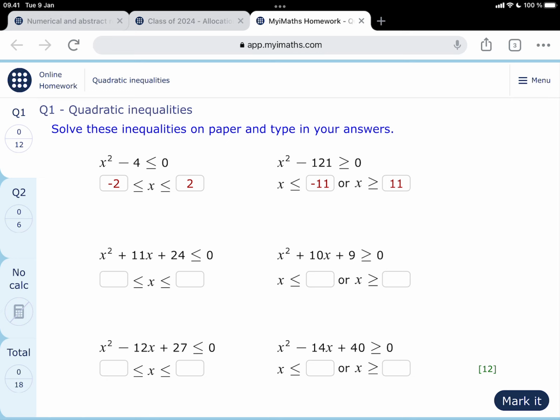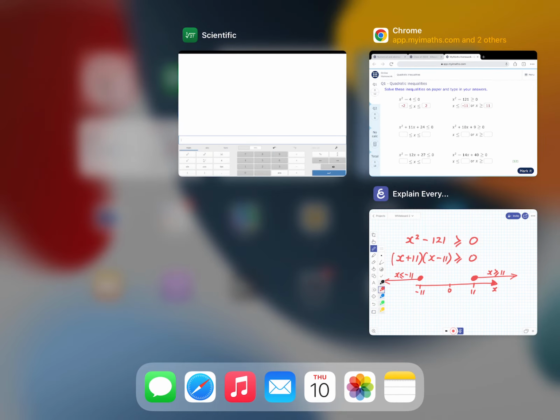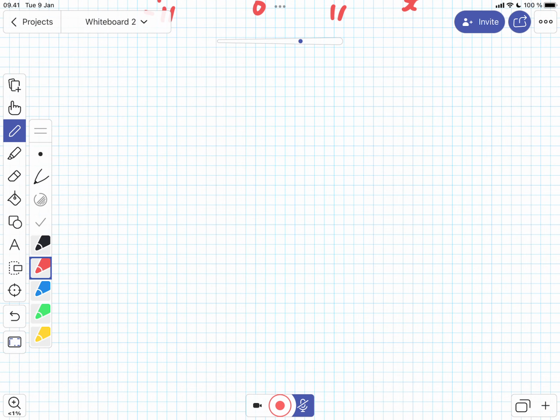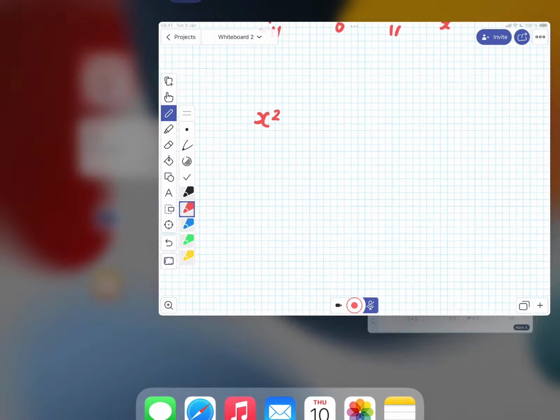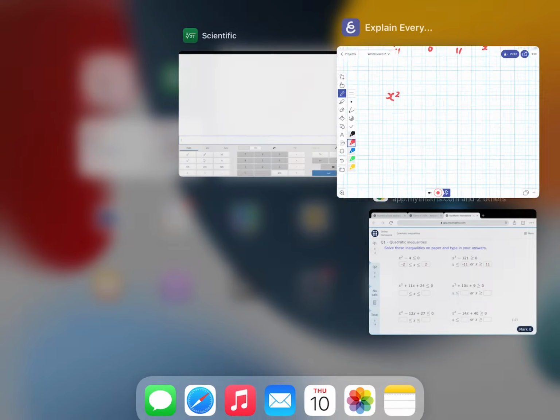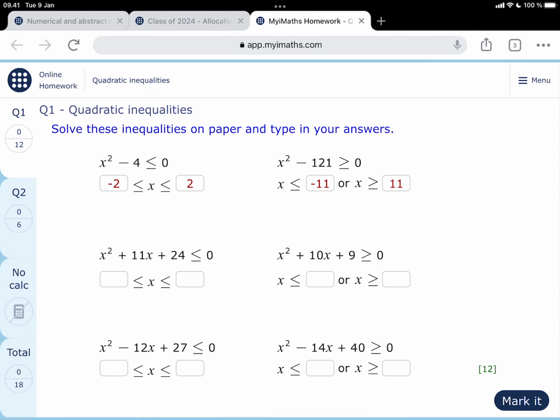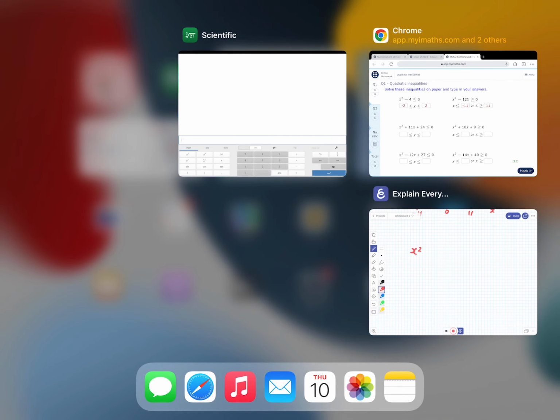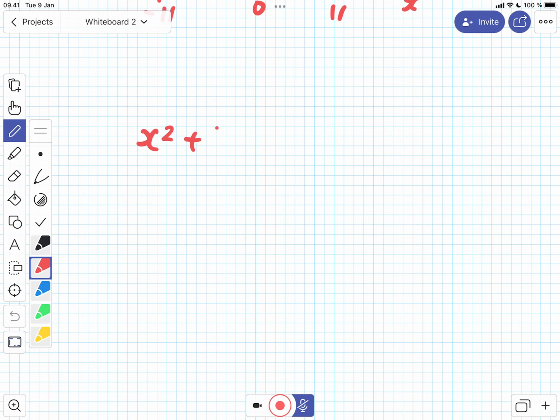Okay, on to the next one. X squared plus 11x plus 24 less than or equal to 0. So let's just go to my pad here. X squared, I've forgotten what it said. Getting lost on my device here. Plus 11x plus 24 less than or equal to 0.